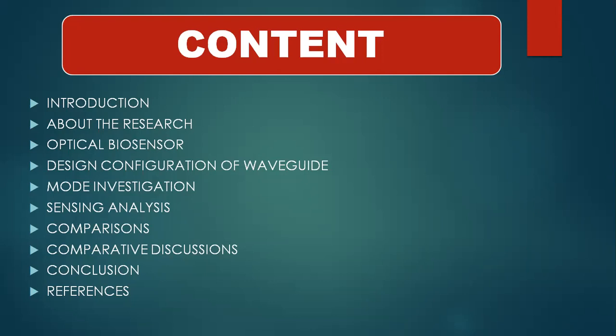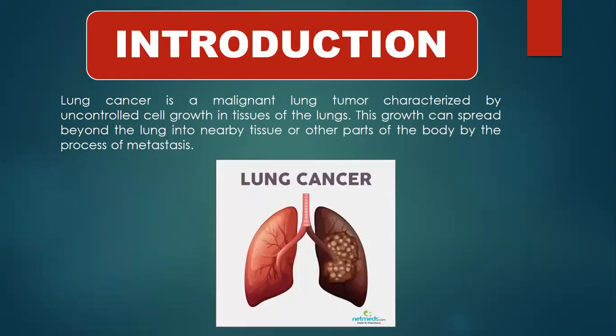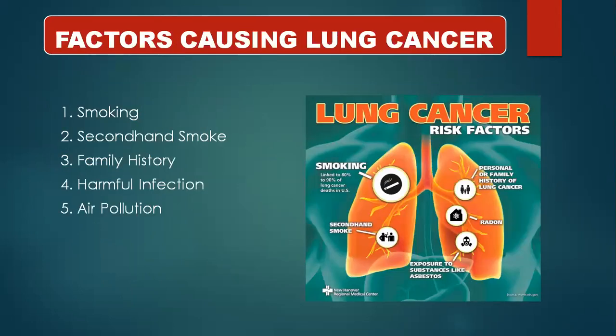Now, moving on to our topic, that is lung cancer, let me introduce you to what lung cancer actually is. Lung cancer is a malignant lung tumor characterized by uncontrolled cell growth in tissues of the lungs. This growth can spread beyond the lung into nearby tissue or other parts of the body by the process of metastasis. Now let us further know what are the factors causing lung cancer.